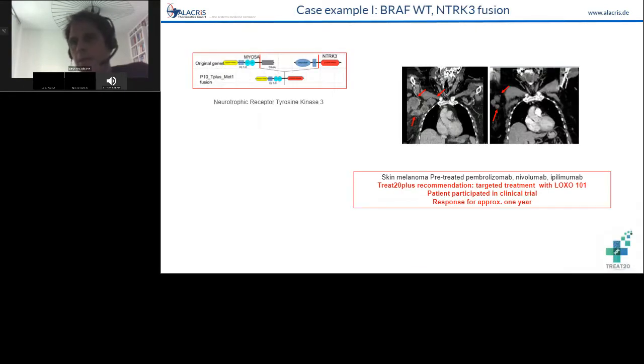To give you two examples, that's case example 1, which is a patient which was wild type in BRAF and NRAS, and had received some pre-treatment with different immunotherapies, and then was recruited for the project, and we identified an NTRK fusion here. So the patient went into a clinical trial and received treatment with LOXO-101. And then the patient responded for approximately a year, which is quite a long time for metastatic melanoma.